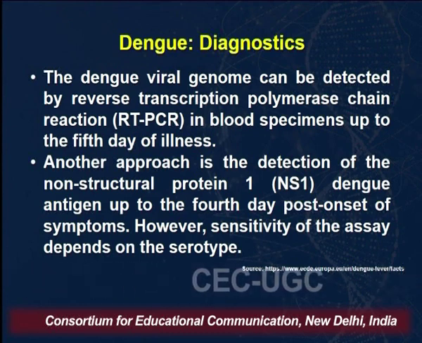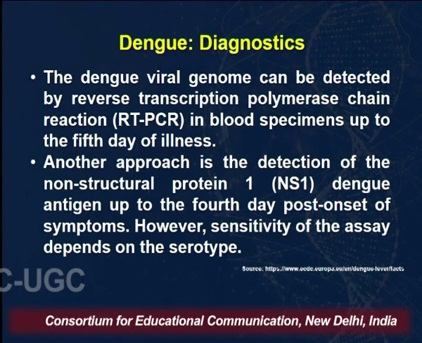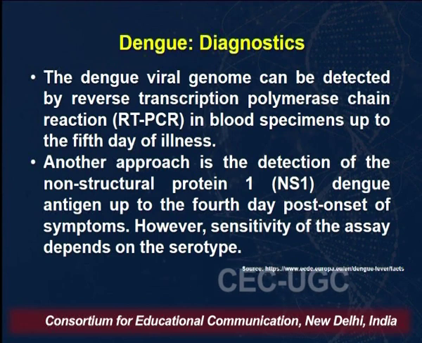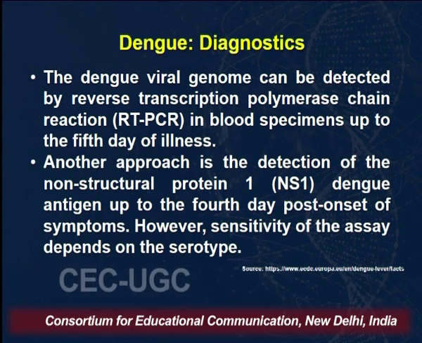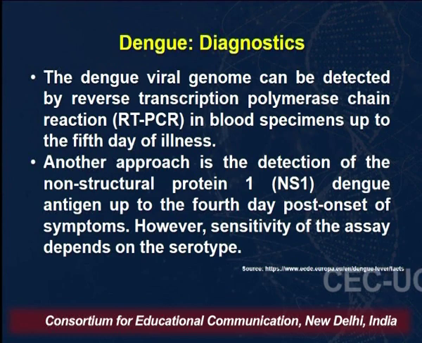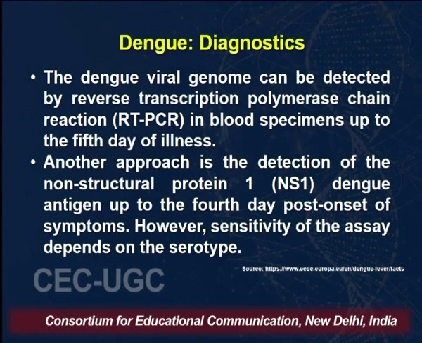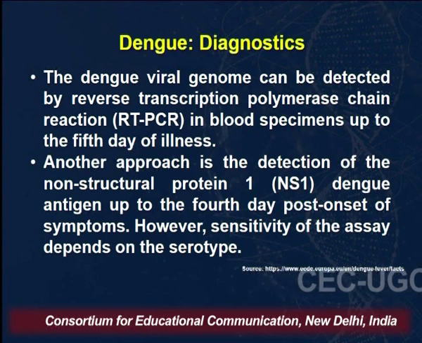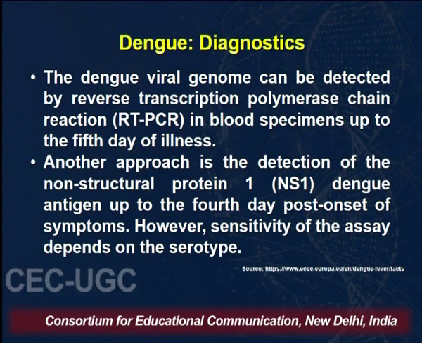Now, we come to the diagnostics: how exactly dengue infection is traced, that is, whether a person is suffering from this infection or not. It can be diagnosed by direct methods, which include the detection of the dengue viral genome with the help of reverse transcription polymerase chain reaction, or RT-PCR, which is done with blood specimens collected from the patient after the 5th day of the illness.